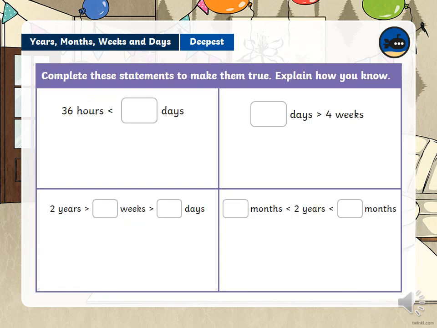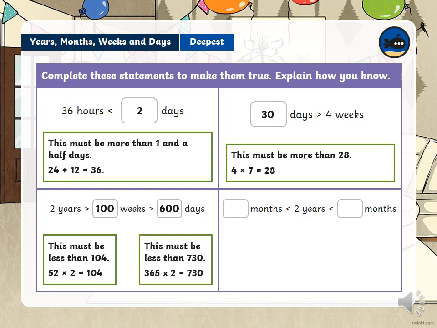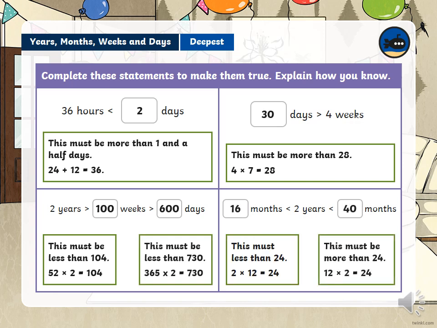Okay, so complete these statements to make them true. Explain how you know. 36 hours is equal to how many days? 36 hours is less than how many days? Remember, there are those symbols, greater than, less than symbols. So pause the video and see if you can work the following out. So what I want you to do now is pause the video and have a little read over all the answers that I have just shown you.